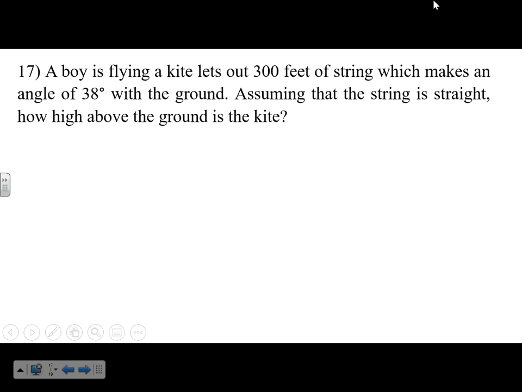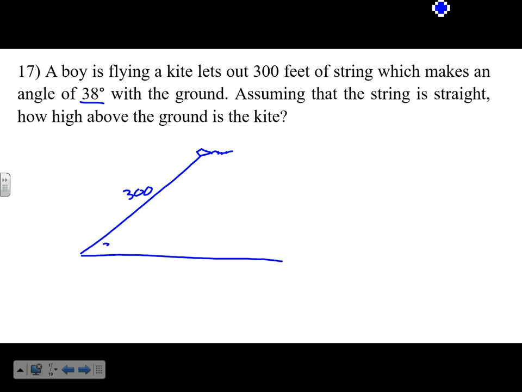How about this one? A boy is flying a kite that lets out 300 foot of string. So we have this boy, he's flying a kite that's way up here. And the string is 300 foot. Assuming the string is straight, so that makes life easier. And it makes a 38-degree angle with the ground. So the ground is right here. That's 38 degrees. Assuming the string is straight, how high above the ground is the kite? So definitely make sure you read the whole question.